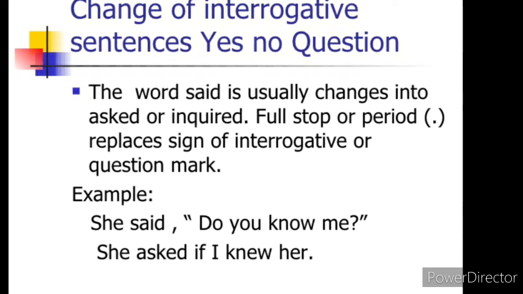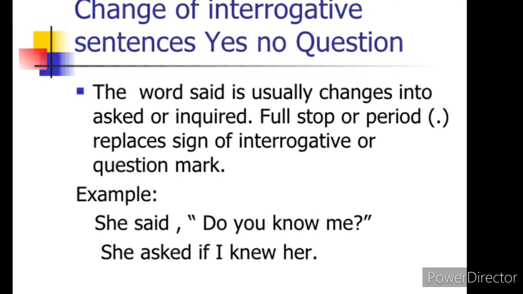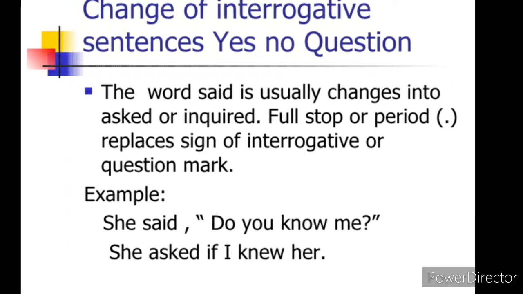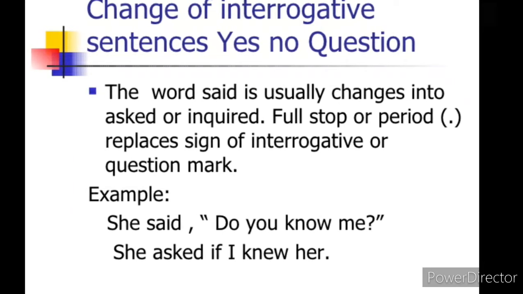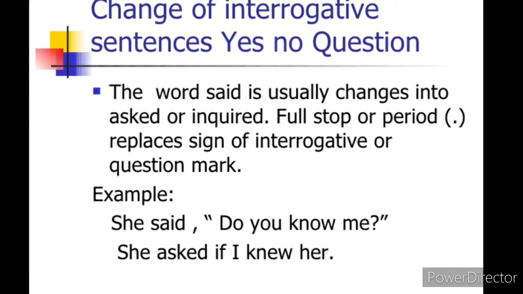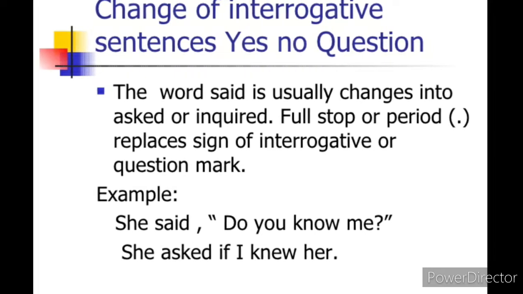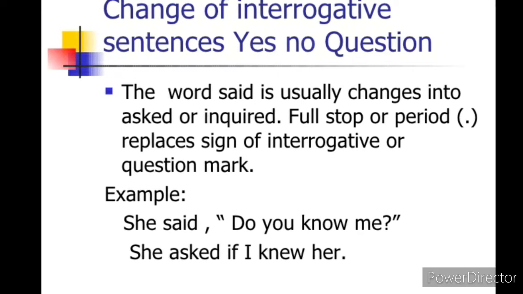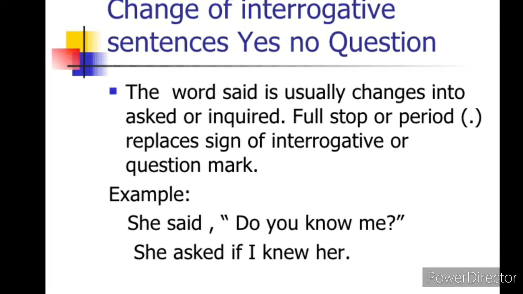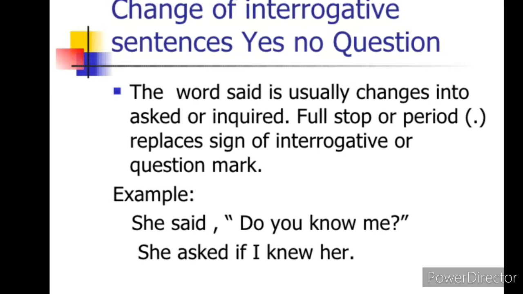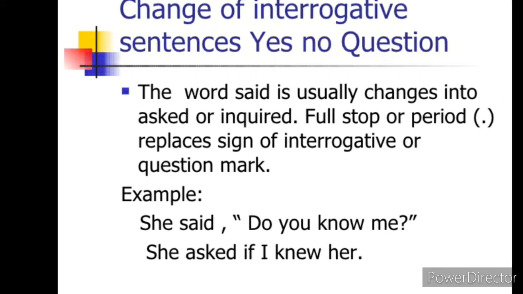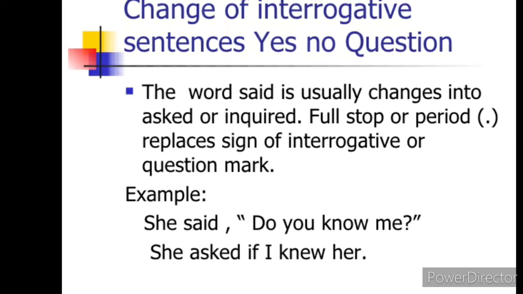Change of interrogative sentences, yes or no questions. The word said is usually changed into asked or inquired. A full stop replaces the sign of interrogation or question mark. For example, she said, "Do you know me?" She asked if I knew her. A full stop will be used in place of the question mark.